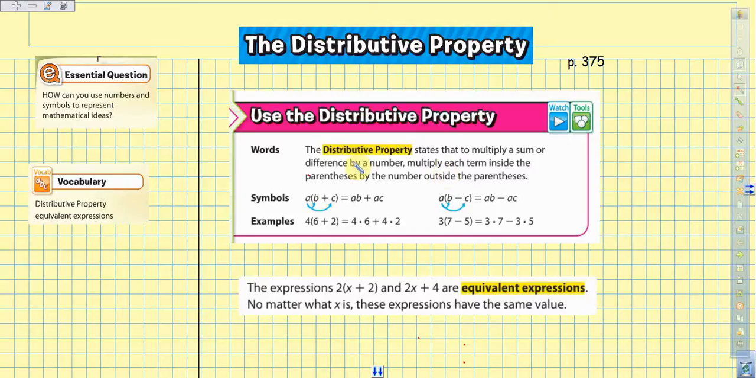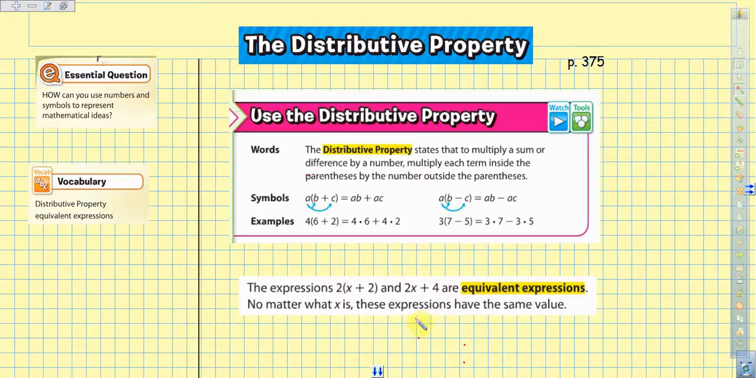Okay, so our distributive property. What we're stating here is the distributive property states that to multiply a sum or a difference by a number, multiply each term inside the parentheses by the number outside the parentheses. So we can see here that if we have A times the quantity B plus C, we're going to multiply A to everything in the parentheses. We're distributing it, just like if I had somebody distribute a worksheet, everybody would get a worksheet. Same thing here. If we're going to multiply 4 times the quantity 6 plus 2, we'd multiply 4 times 6 and 4 times 2.